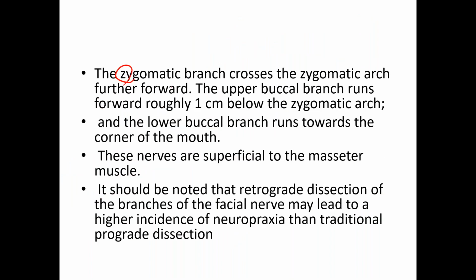And where is the zygomatic branch? The zygomatic branch crosses the zygomatic arch further forward. So T is the TZ BMC. We are talking about the zygomatic branch and about the upper buccal branch. The buccal branch is divided into upper buccal and lower buccal.